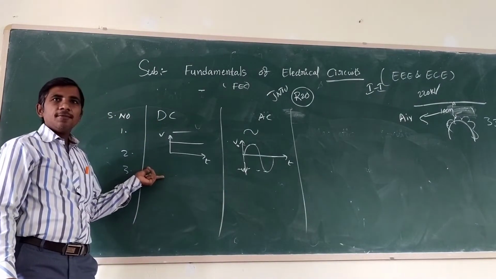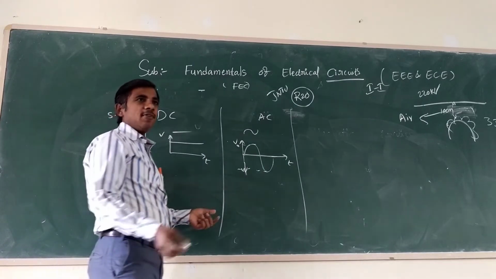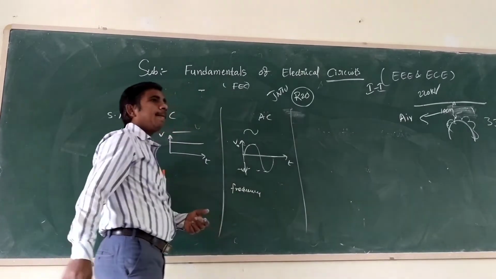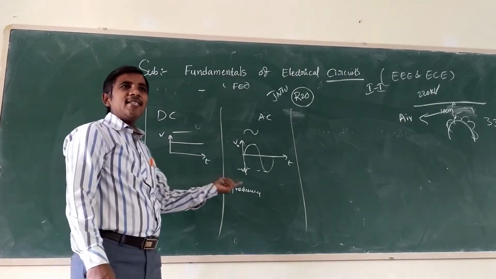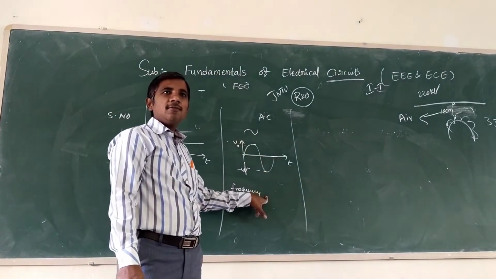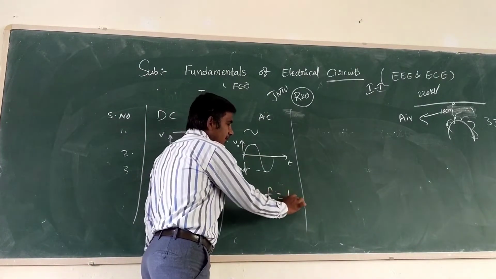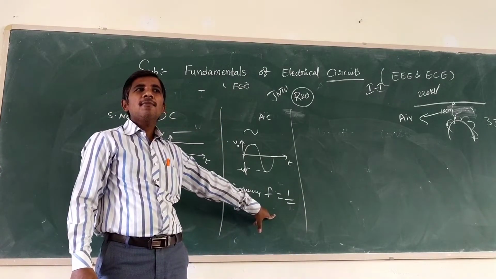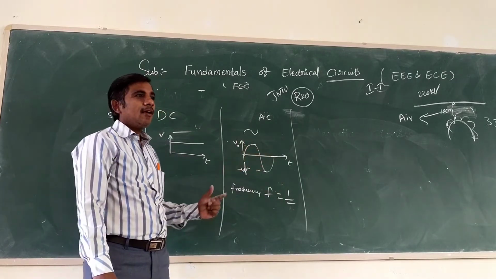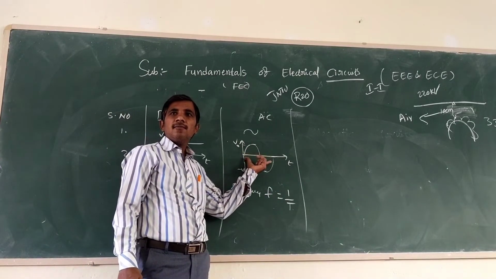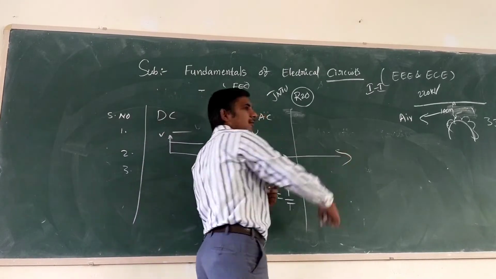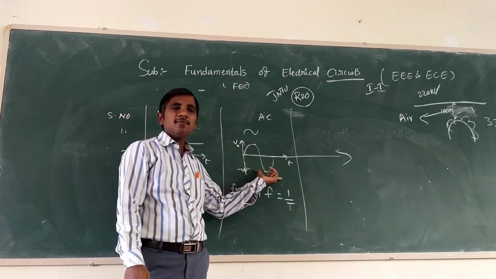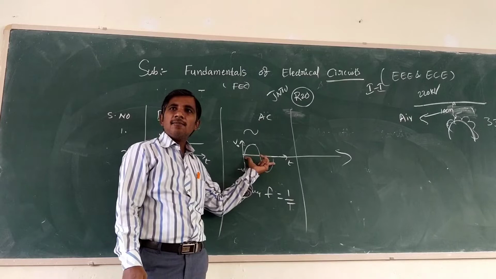What about frequency? First we have to know what frequency is. The number of cycles per second is called frequency. F equal to 1 by T, where T is called the time period. On the x-axis we are considering time. Which time do we have to consider? One complete cycle time we have to consider.